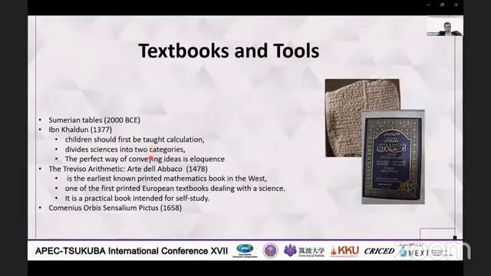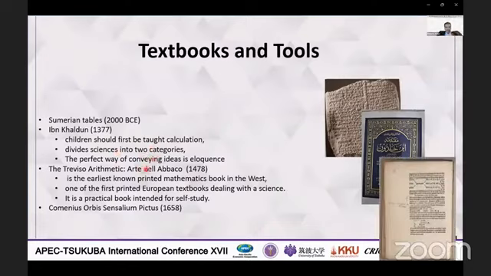And then we have the Treviso Arithmetic, the art of the abaco in 1878, that cited several ideas from the Arab world. And it was supposed to be the first mathematical textbook. So this is where it started.